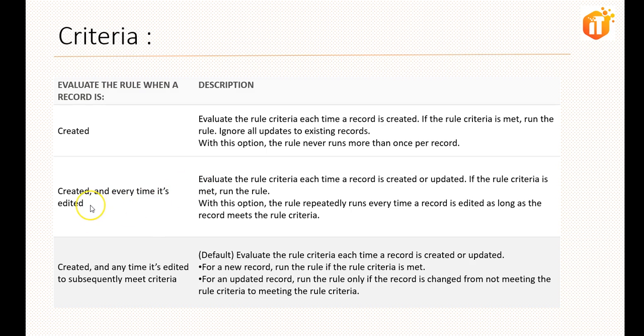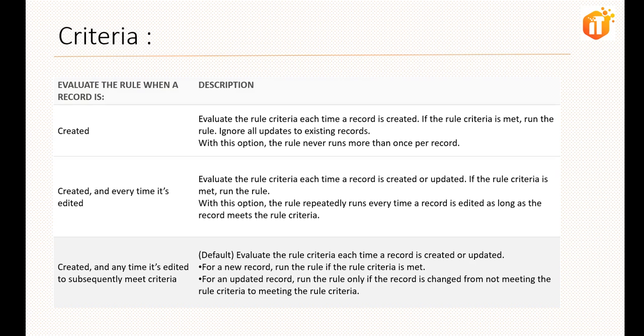Created and every time it's edited means... I'll give you the example. You have organized your party for today. But someone was there at your home, and the plan got cancelled. So you cannot have a party today. You want to shift it to tomorrow and send the invite to all your friends in the form of an email that the party's time has changed to tomorrow. So when you are updating your record, it's going to shoot an email again to all the people in the email list.